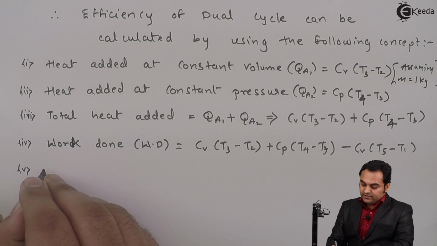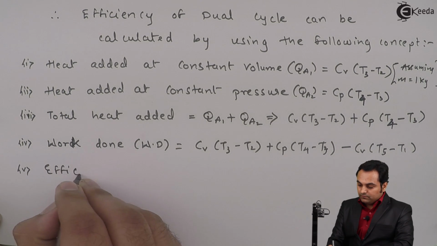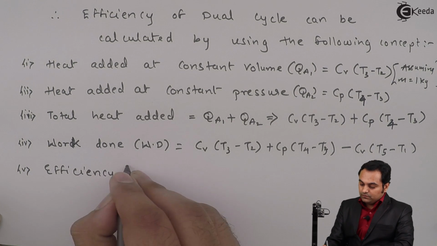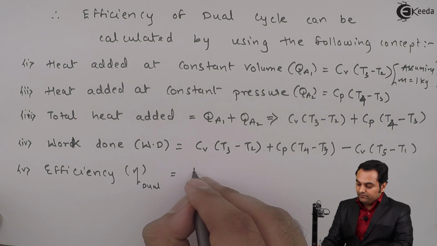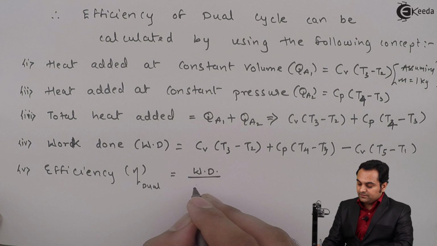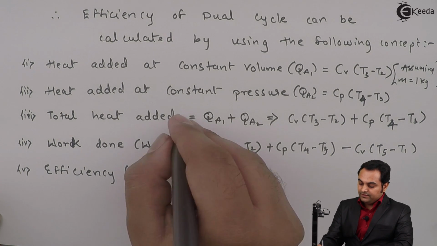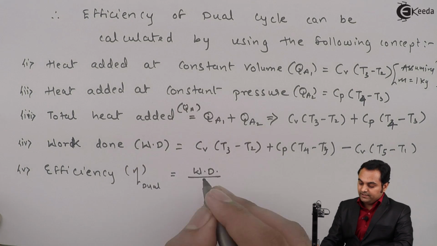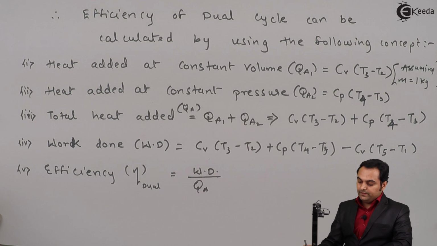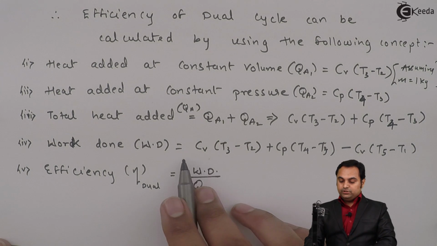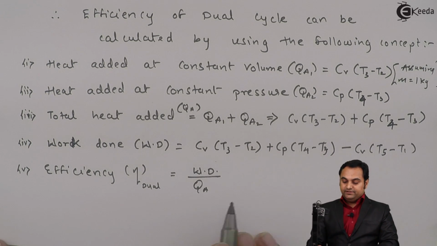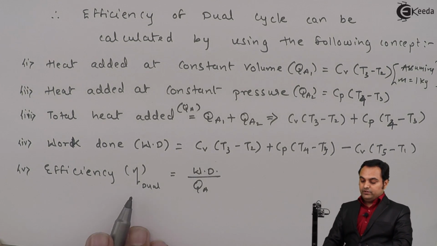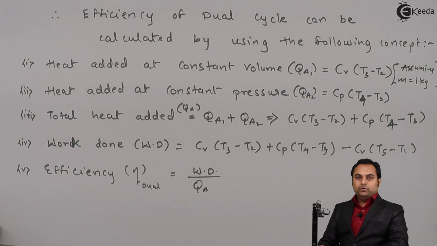And finally efficiency, it will be given by, that is the efficiency of dual cycle will be work done upon heat supplied, and heat supplied is nothing but the total heat added. I'll denote it as QA. So we can put work done in the numerator, then total heat added in the denominator, and from that we are going to get the efficiency of dual cycle.